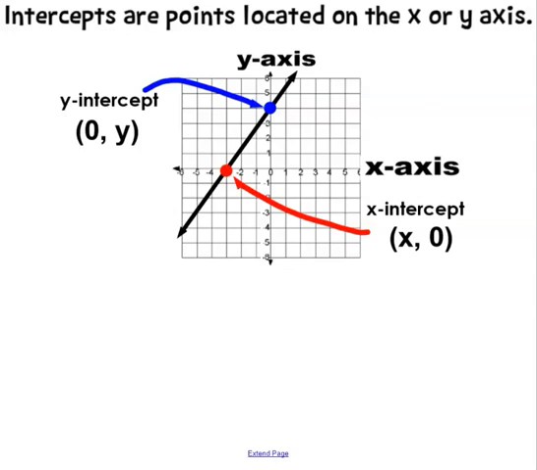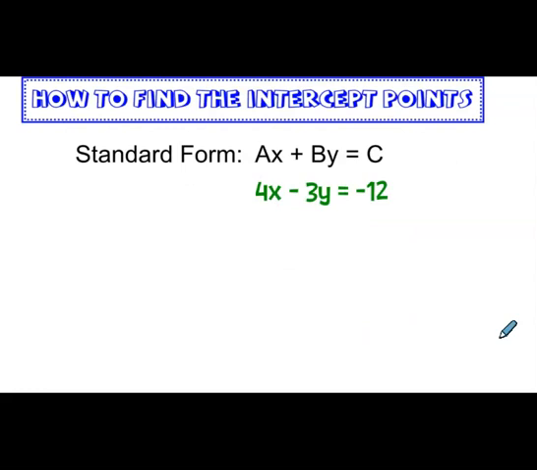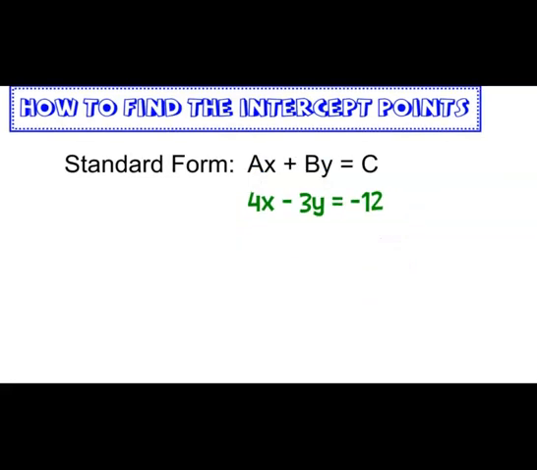And since that's true, we can take an equation that is written in standard form and very quickly substitute these 0 values in to find the intercepts. For example, let's take a look at this standard form equation here. 4x minus 3y is equal to negative 12. If I were to erase and replace the value of x or y separately, I could find my 2 intercepts.